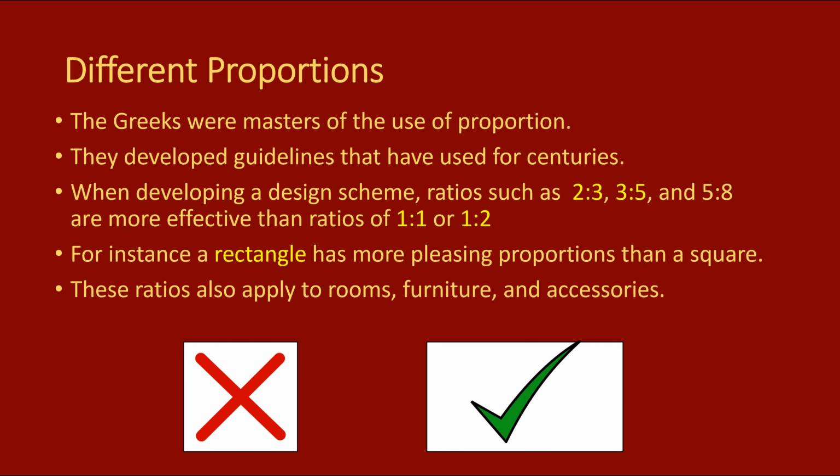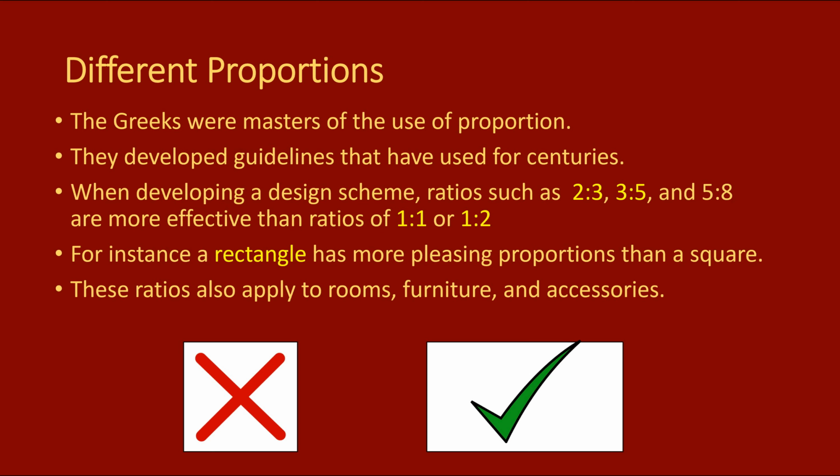When we're talking about different proportions, it's important that you understand that the Greeks were the masters of the use of proportion. The Greeks honestly were pretty much the masters of all things when it came to building and architecture and design. They were kind of the first to experiment with things and to figure things out the way this should have been done. They developed guidelines that they've used for centuries. When developing a design scheme, ratios such as 2/3, 3/5, and 5/8 are more effective than ratios of 1:1 or 1:2. I know that's a lot of numbers.